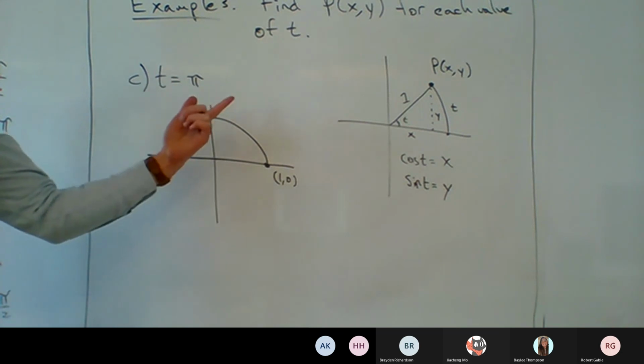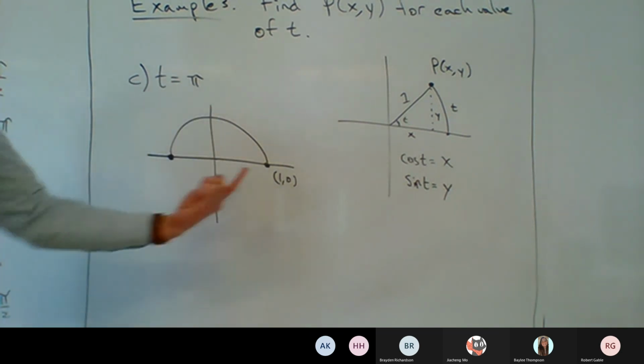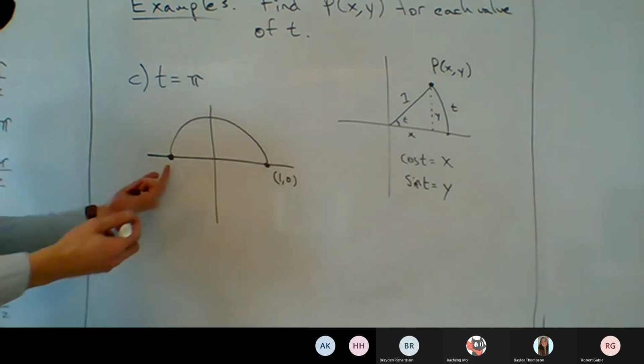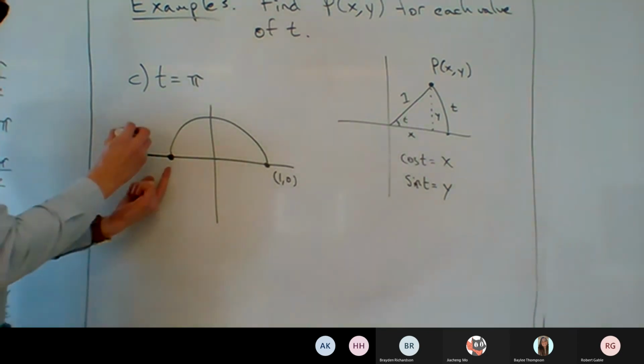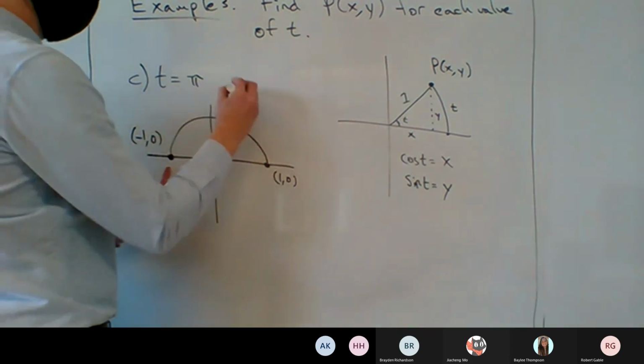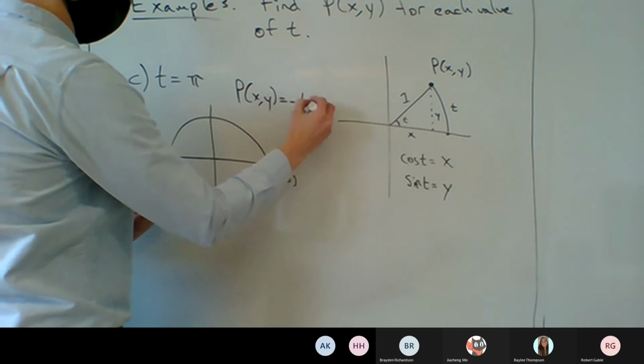Total arc length would just be 2 pi, because its radius is 1, right? So it would just be 2 pi all the way around, but I'm only going halfway, so that's just pi. And now I say, what coordinate point is that on the unit circle? It is negative 1 comma 0. So for this t value, P of xy is equal to negative 1 comma 0.